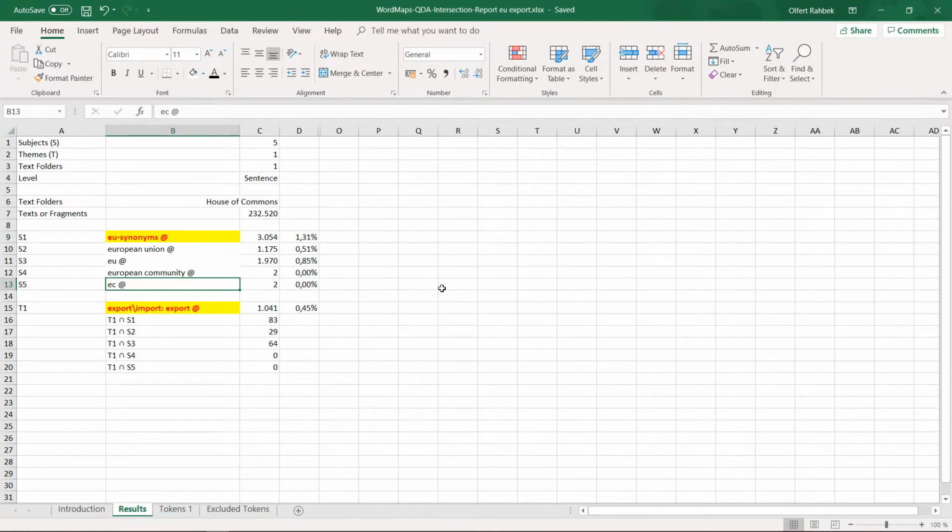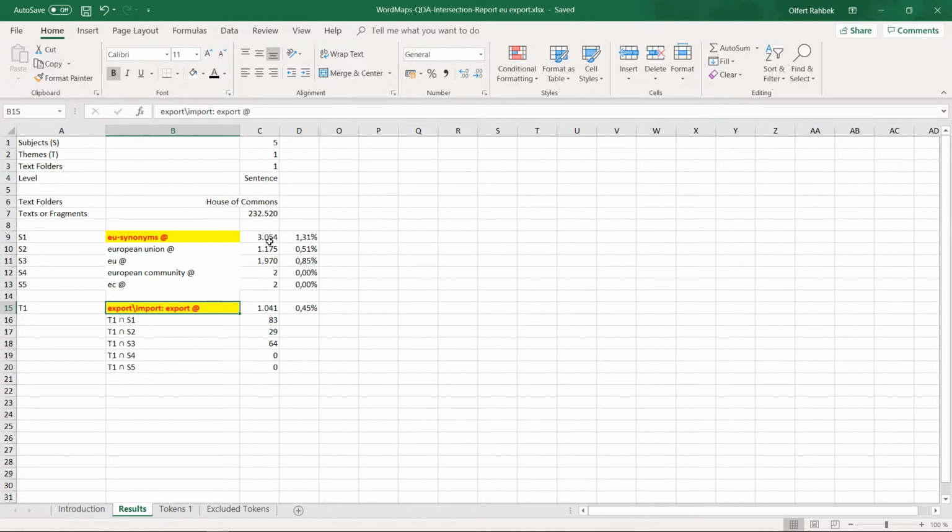We cross-tabbed against the topic of export, and we see that there are 1,041 occurrences of sentences containing some or other reference to export. That is 0.45% of all the sentences. And we remember that the EU synonym in one or other form were present in 1.31% of all the sentences. So export is more infrequent. There's approximately a 1-to-3 ratio between these two matters here.